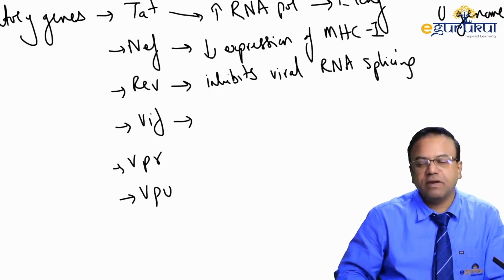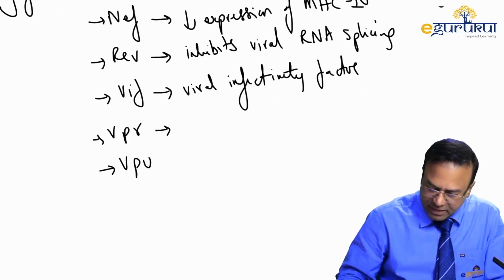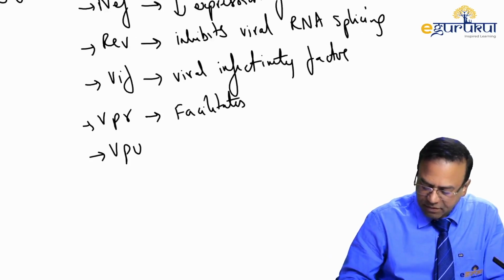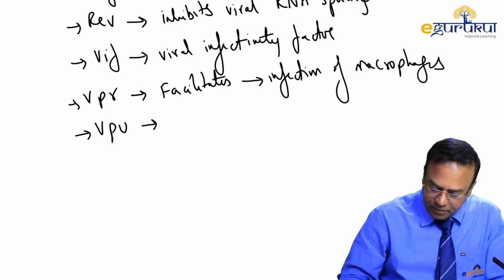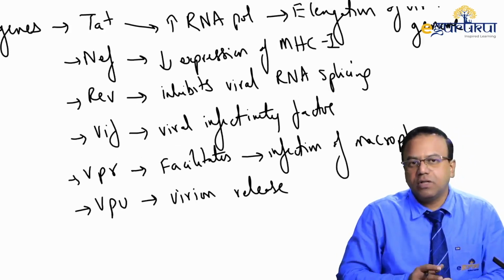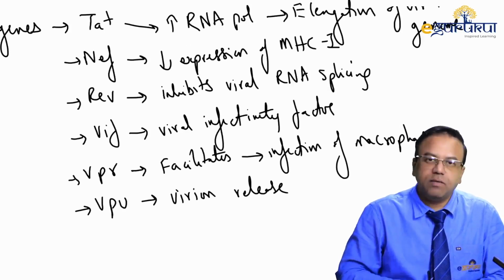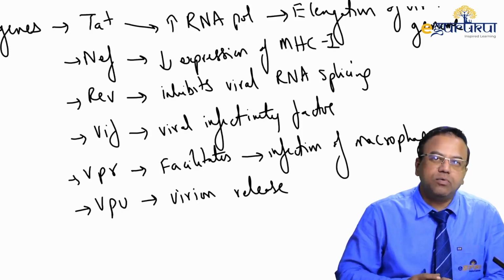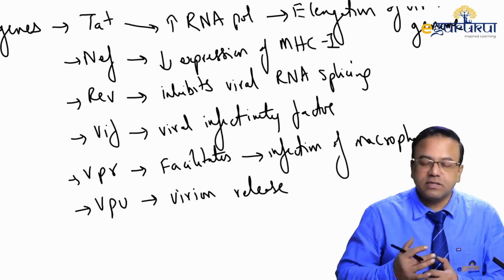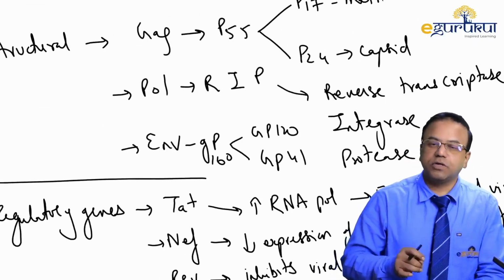VIF is the viral infectivity factor, and this increases the infectivity of the virus. The VPR facilitates the HIV virus infection into the macrophages, and the VPU helps in the virion release. So it seems like a very sophisticated system which has all this armamentarium to help it to proliferate, to be able to evade the immune mechanisms of the body, and to be able to elongate and spread and increase the infectivity. So these are the important components of the genome that you should be aware of.